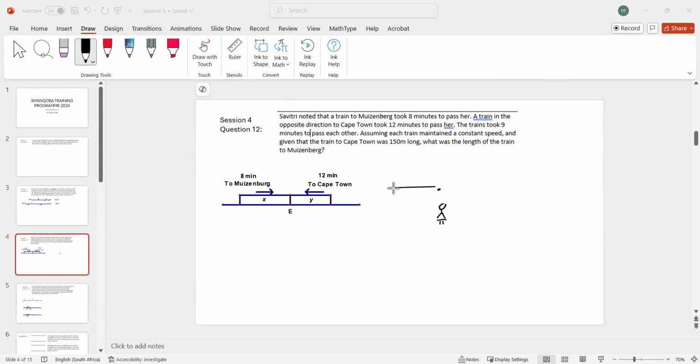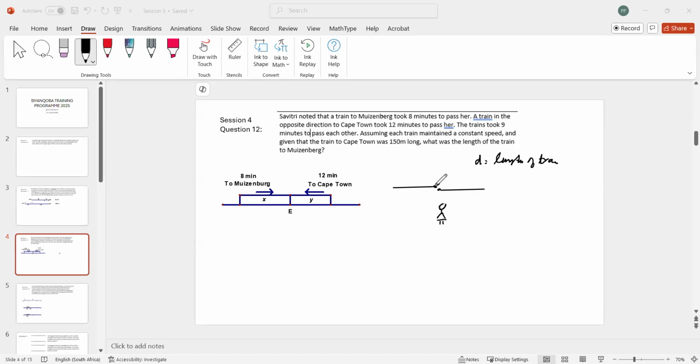So it goes like this. And to pass her, the train has to travel its full distance. It takes 8 minutes. So in other words, it passes her and it takes 8 minutes to do this. So what does this mean? It means that the length of the train is the distance. So here the distance equals length of train, because you want the full train to go right past her.